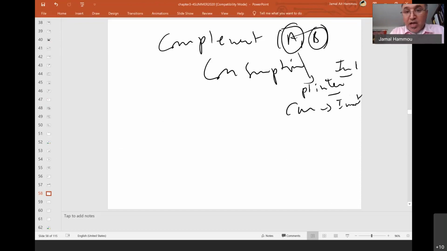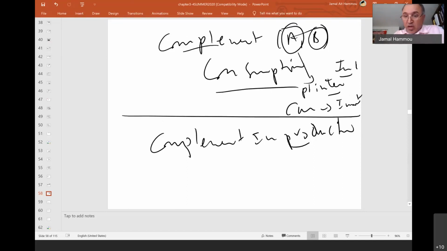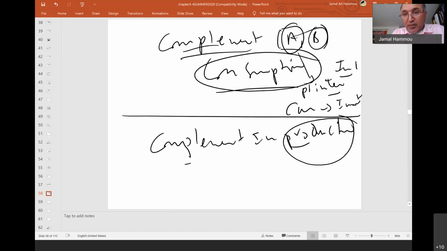They go together. Now, we can talk about the same issue with production. Complement in production. If I produce one, I have to produce the other. So there is a difference: complement in consumption versus complement in production. These ones are consumed together. These ones are produced together. A and B are produced together.